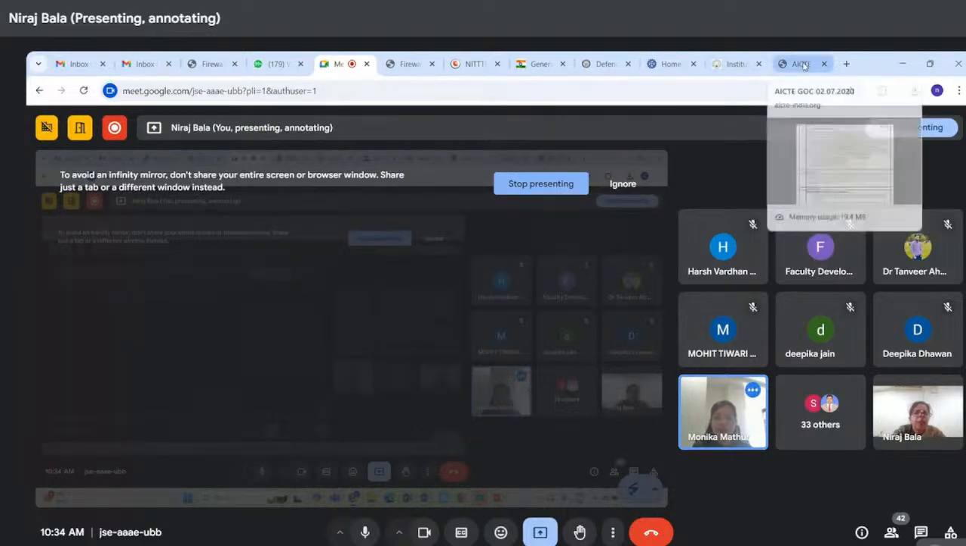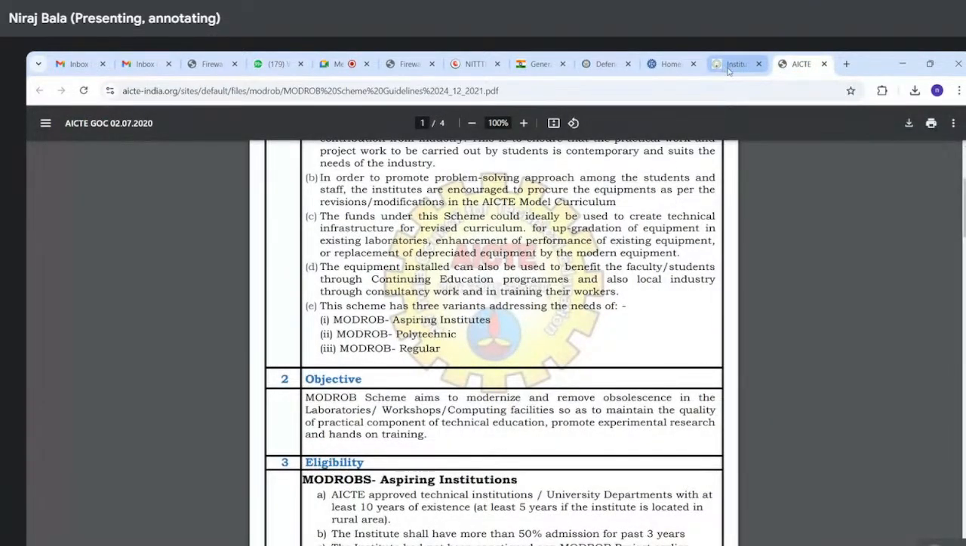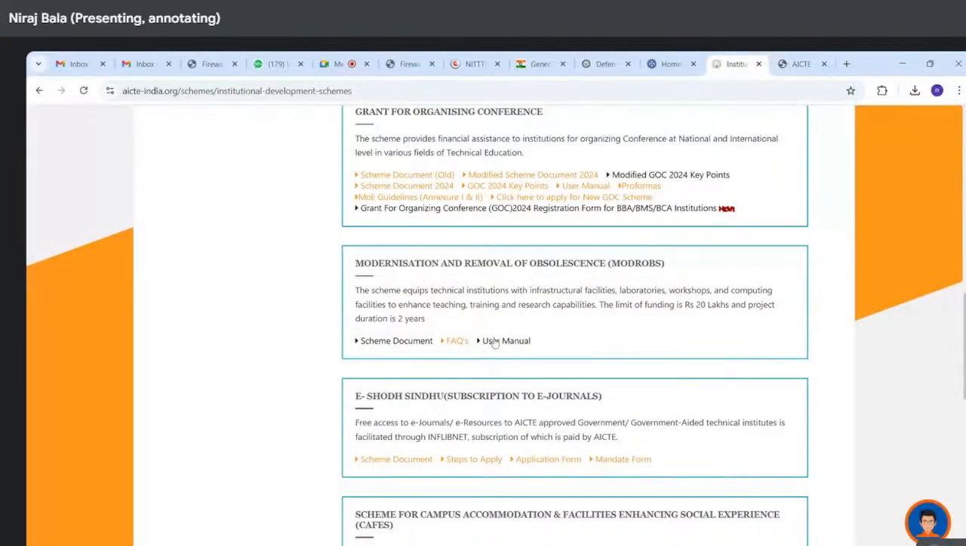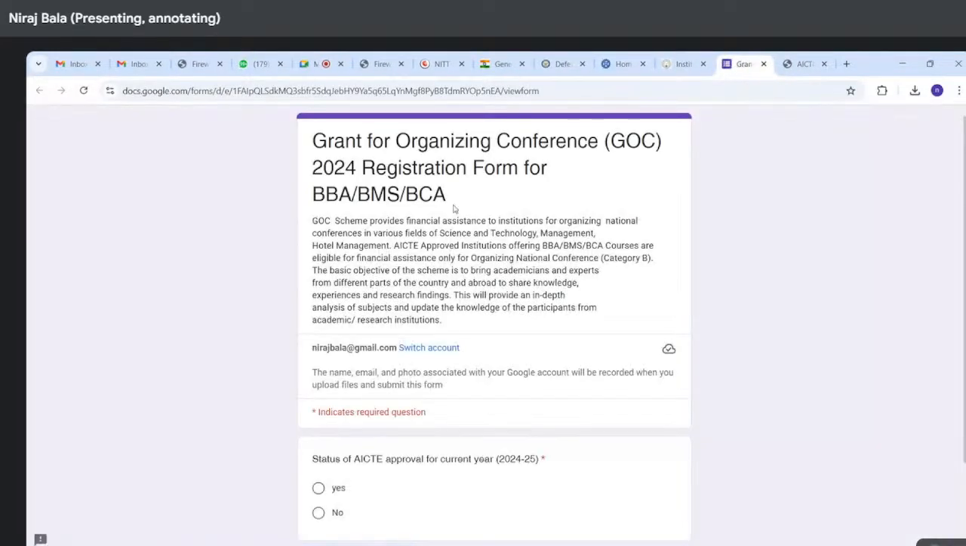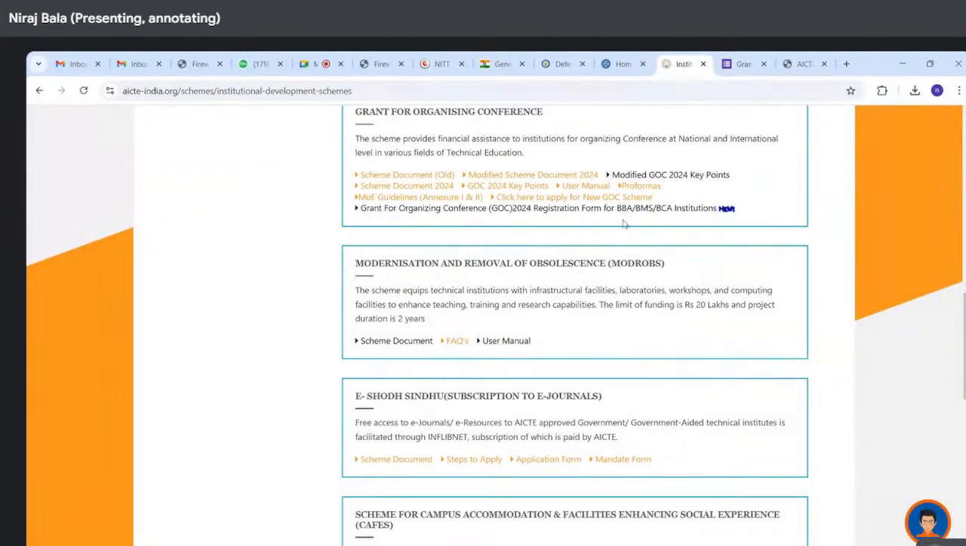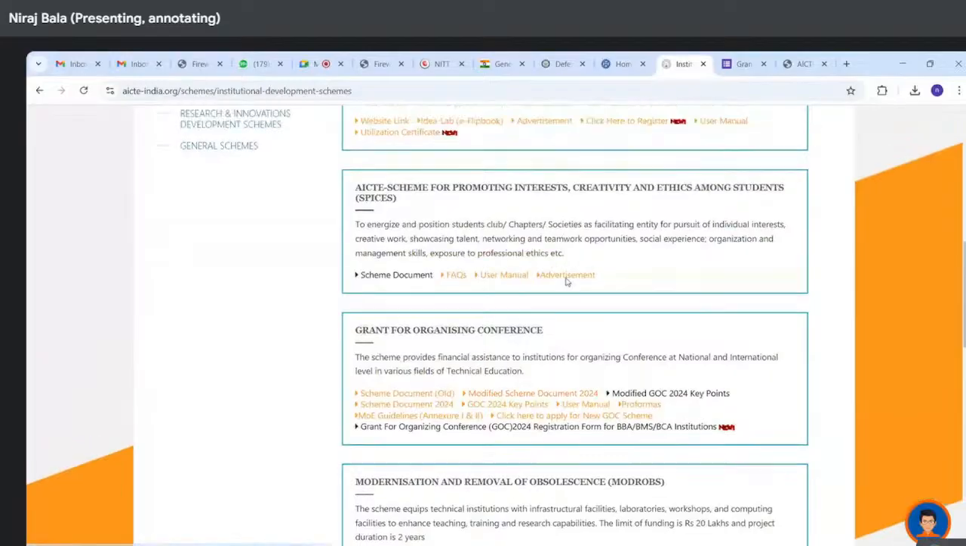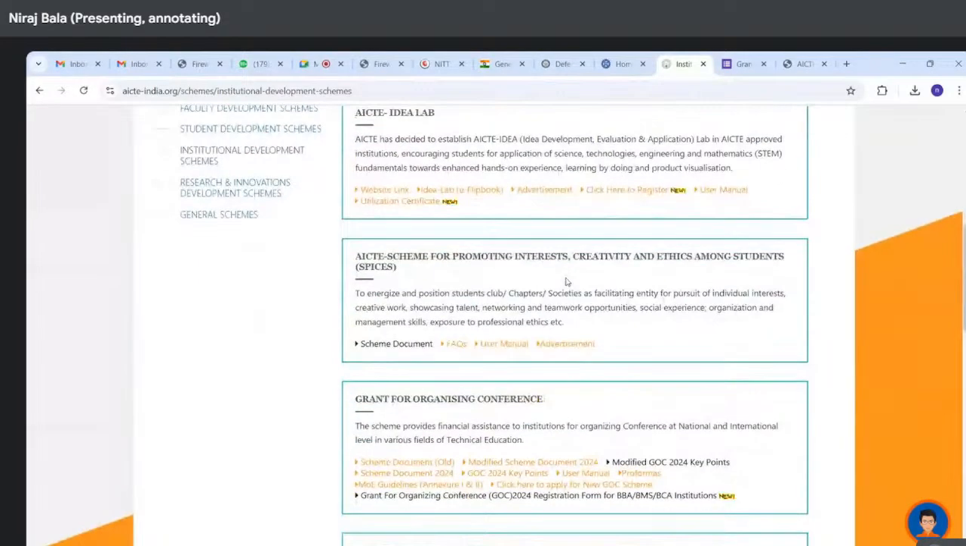Yes, ma'am. Just see, I just showed you, this is basically for only BBA. Can you see this registration form? This is only for BBA, BMS, BCA. You will have to see whether you are eligible for that particular scheme. So yes, if you are not technical, and you run MBA, BBA, BCA institutes, you can apply. Like, ma'am, this SPICES scheme we have is also a general scheme, though the amount is less.